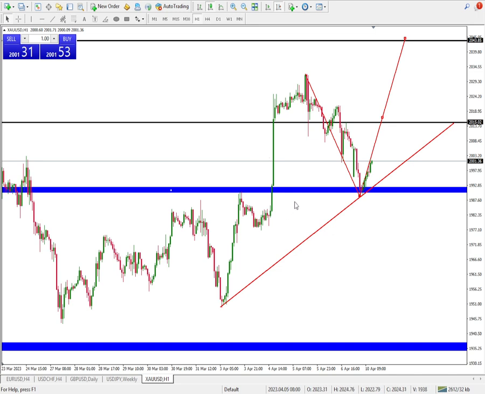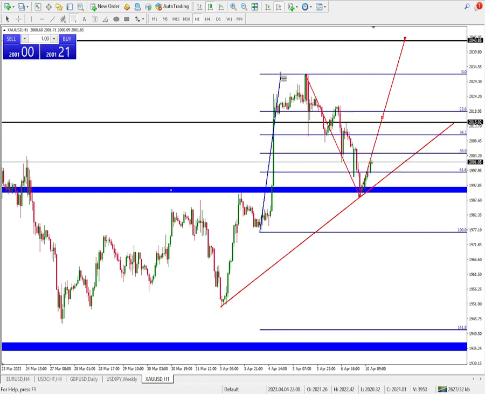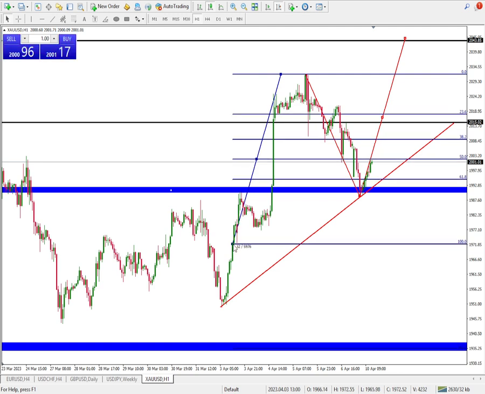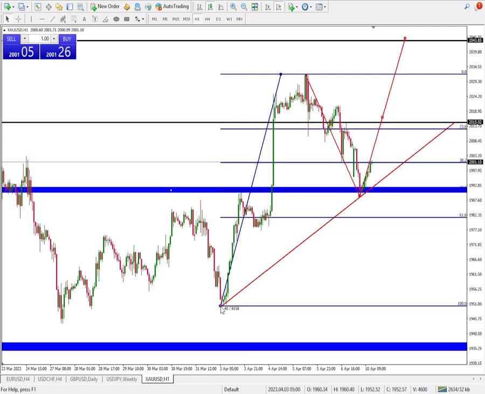Okay, so in this particular situation, this is the first touch, and a very nice and perfect trade it was. If we see this impulsive wave, approximately a 61.8% retracement, and from here 50.